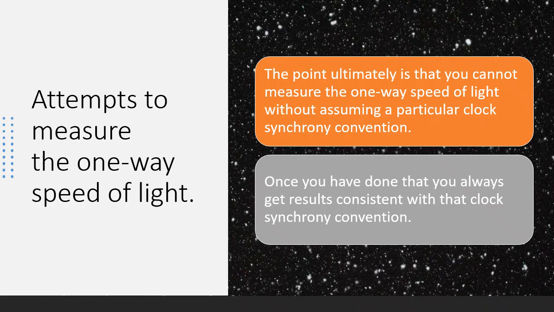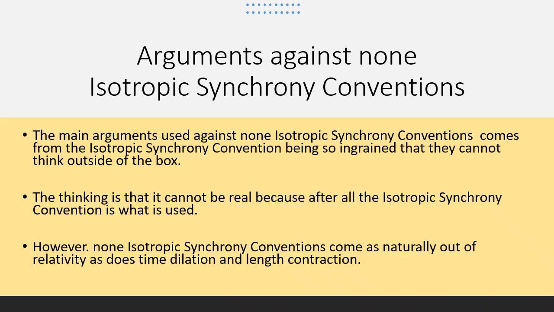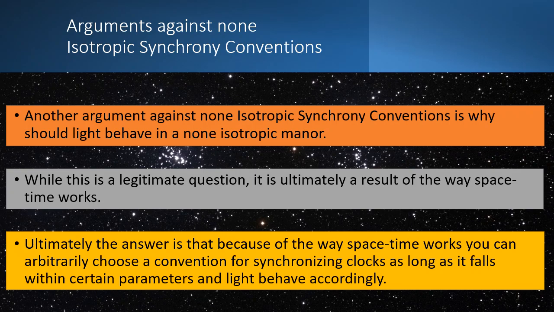Once you have done that, you always get results consistent with that clock synchrony convention. The main argument used against non-isotropic synchrony conventions comes from the isotropic synchrony convention being so ingrained that they cannot think outside the box. The thinking is that it cannot be real, because after all, the isotropic synchrony convention is what is used. However, non-isotropic synchrony conventions come as naturally out of relativity as do time dilation and length contraction.